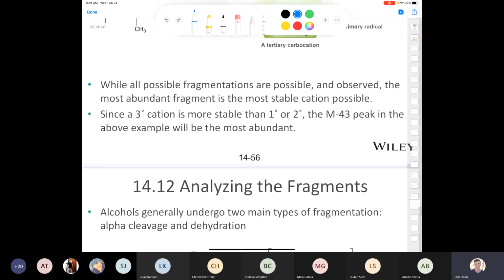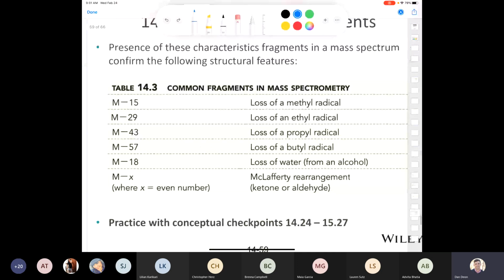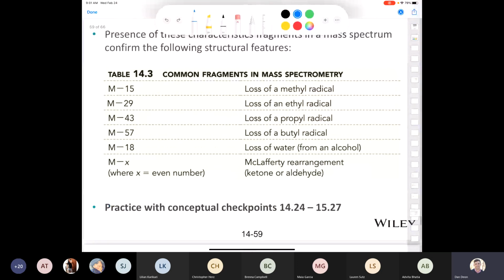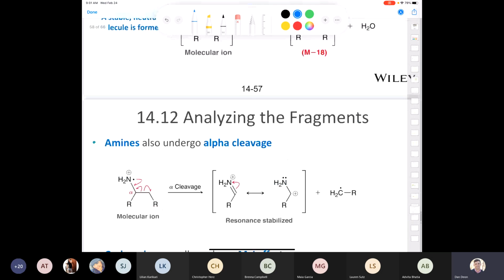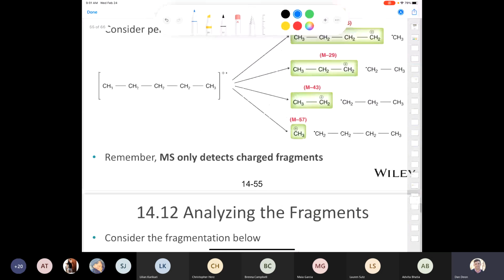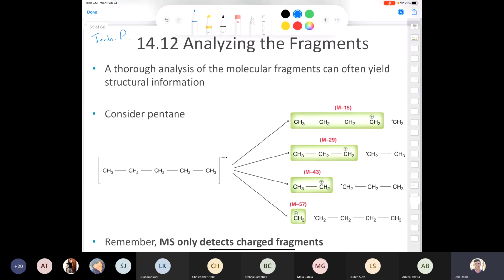Luckily, in our class, the only fragments you need to know for 3101, so in our quiz and our final exam, would be the fragments that you're going to see in table 14.3. So don't stress about having to learn 1,000 fragments. When I was an undergrad, I took a class only on spectroscopy, and I did have to learn 100 different fragments. Took forever. Anyhow, let's talk about those fragments.